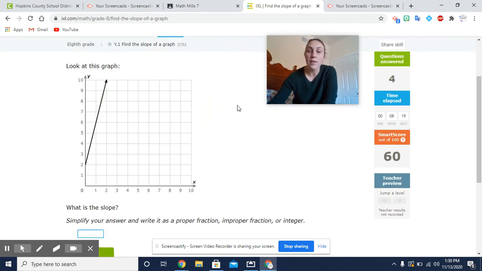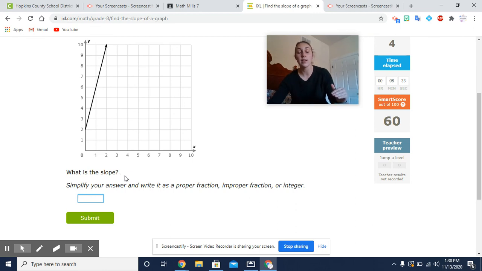And guys, that's what this IXL basically is. Again, you're going to find 2 points on this graph. You're going to figure out how many times you rose and how many times you ran to get from the first to the second point. How many times you rose is your numerator. How many times you ran would be your denominator, and that will be your answer.